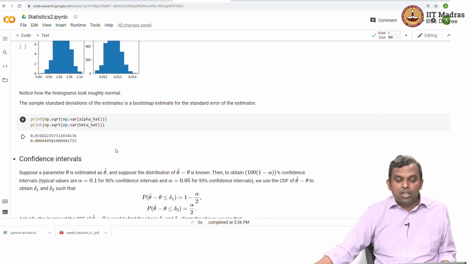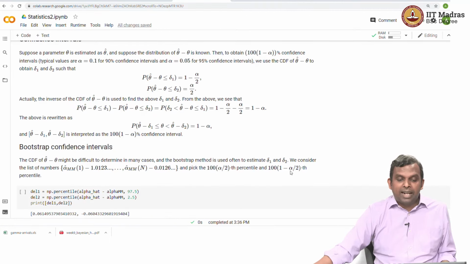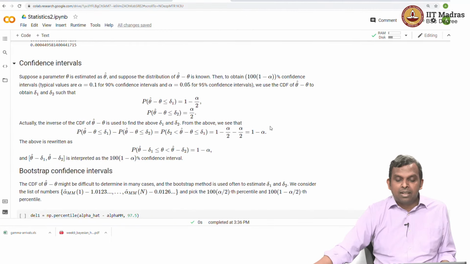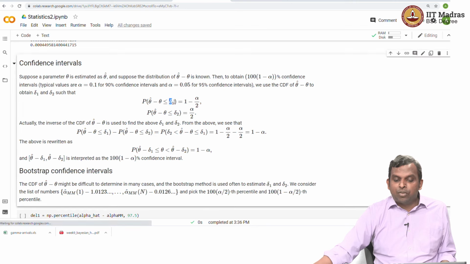Okay, it turns out you can also do confidence intervals using Bootstrap. So the main idea for doing confidence intervals in Bootstrap is to find this delta 1 and delta 2, right?